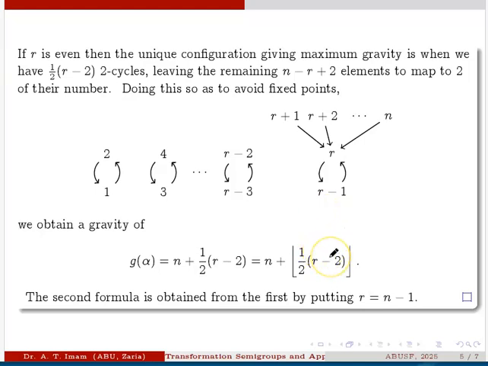We will utilize all this information when we come to discussing the product of idempotents of defect 1 in the finite full transformation semigroup.